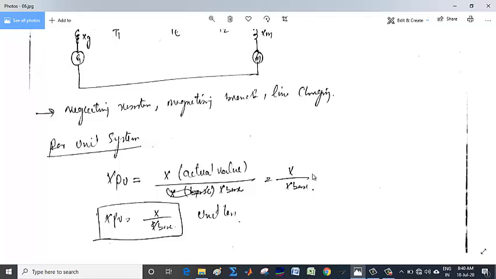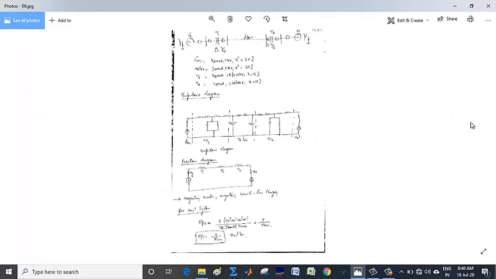And when this happens, you will see that its unit will be the same as that of this. The overall unit of x per unit will be unitless. It will be dimensionless or unitless. So in general, we can define x per unit as the x in actual value divided by x reference or x base. Or we can say x divided by x base, and this is unitless. This is the general overview of the per unit system.